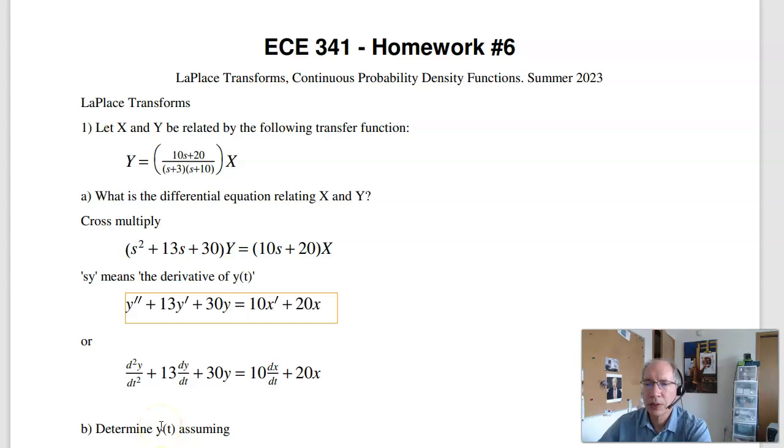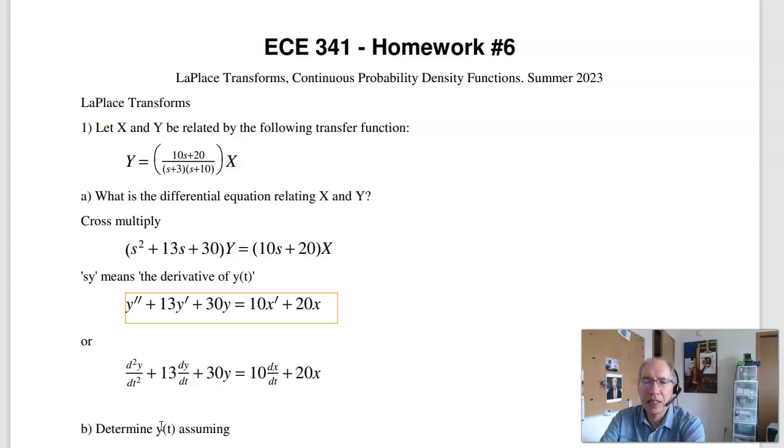Here are our solutions to homework set number 6 for ECE 341. This homework deals with Laplace transforms and continuous probability density functions. Now the first problem deals with something you run into in circuits and signals and systems.